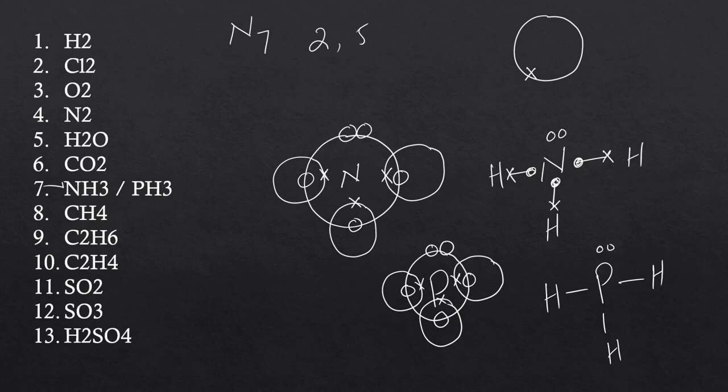The actual thing is, if you know the group number of your central atom, you can easily predict the structure. So a little bit of practice is also required. If you do not practice, it will become difficult for you, but you need certain practice for this. So the next example is CH4. Example 8 is CH4, methane.